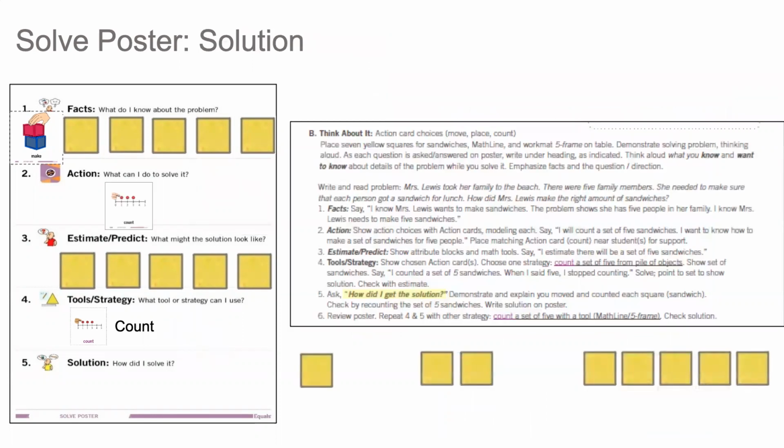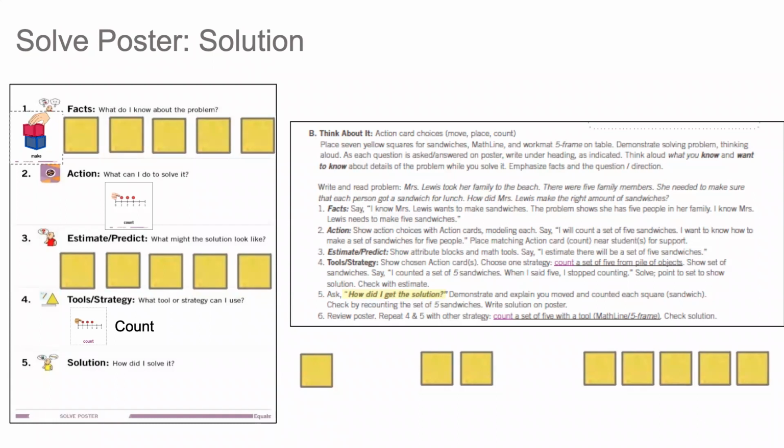The final step is to show the solution. This is done by showing how you use the tools and strategy to solve the problem. The solution is then represented on the solve poster. Use the actual manipulatives to show the solution, or use written words and or pick symbols.